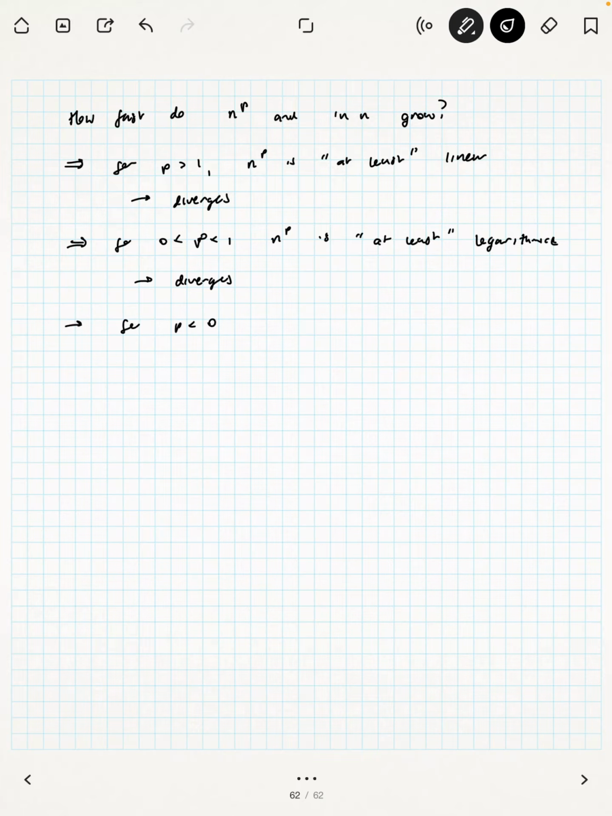For p less than 0, right? And then now we flip it into the denominator, and now the sequence converges. That's it. Fascinating, right?